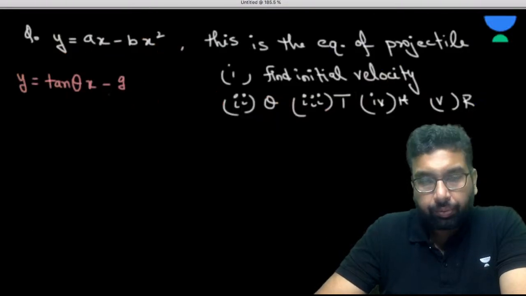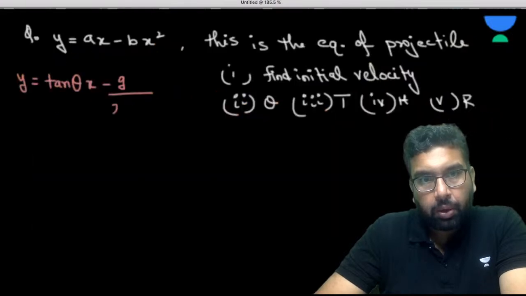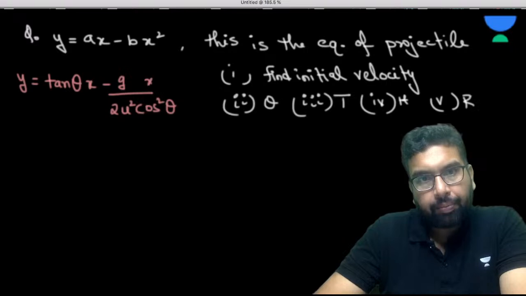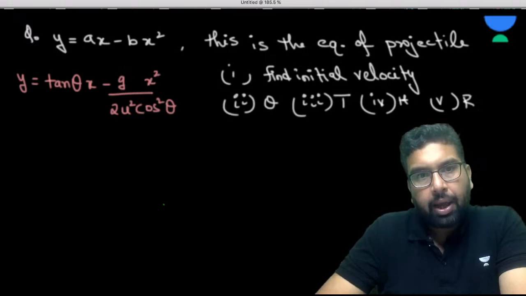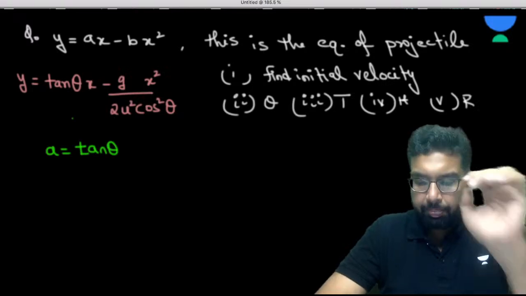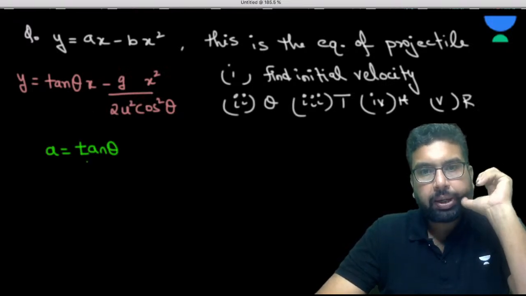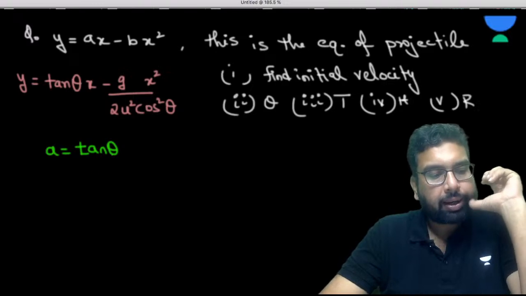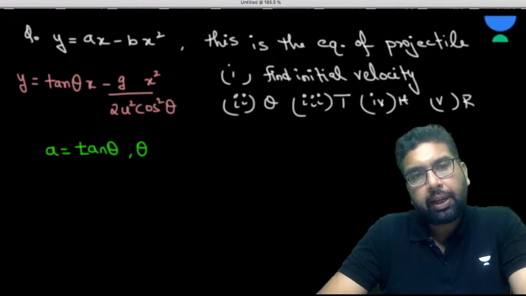Okay. So g by 2u square cos square theta x square. So now from here we are getting A is equal to tan theta. A is equal to tan theta. See, just compare these two equations. So A is equal to tan theta, right? So from here you will get theta, obviously.